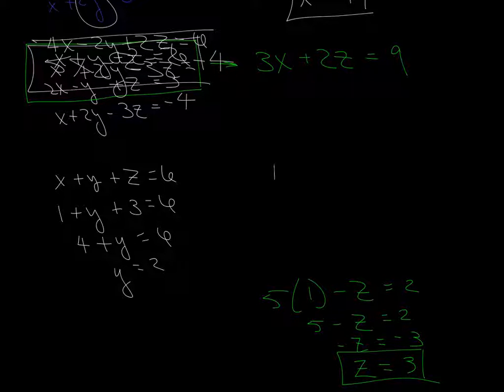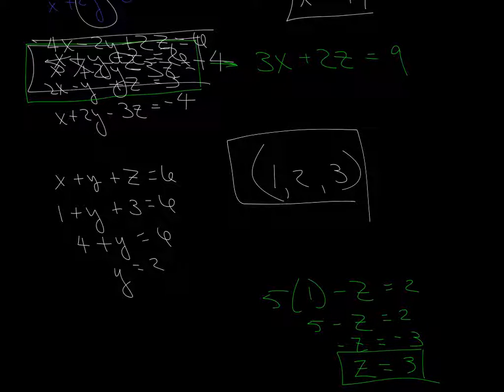Alright, so what did I find? I found my x is 1, my y is 2, and my z is 3. And I can go ahead and write my answer just like that. And that is called an ordered triple. You just found the x, y, and z of the system using 3 variables. And that's it. Alright, let's jump to example number 2 and see how we do here.